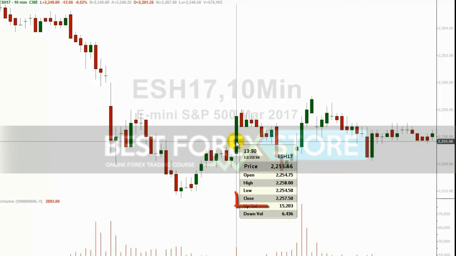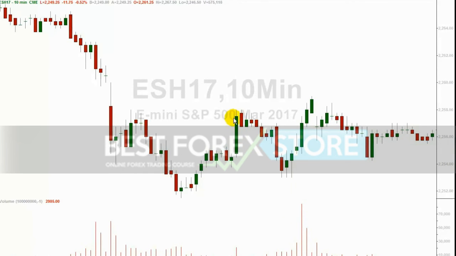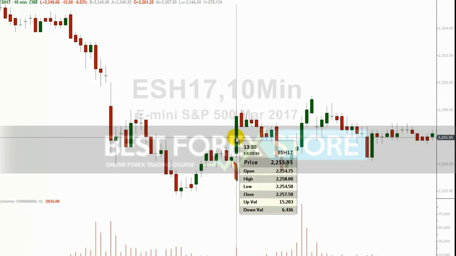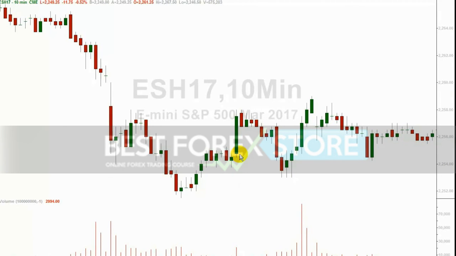The close price of the candle is 22.5750. That represents the top of the body of the candle. The top of the green portion, that's the close of the candle. The open of the candle is 22.5475, down here at the bottom, at the end of the body of the candle. The lower portion of the body of the candle represents the open of the candle.